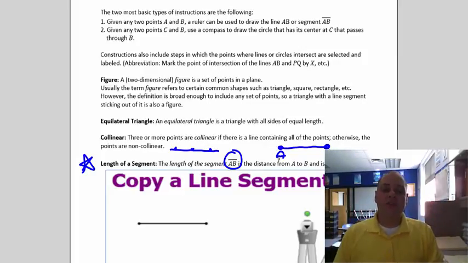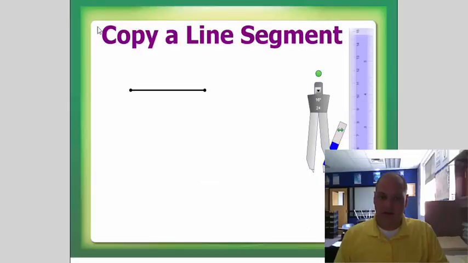So whenever you see just 2 letters put together, this is the important part. Whenever you see just 2 letters next to each other, that means the distance between them. So if I say AB, that's the distance from A to B. If I say RT, that's the distance from point R to point T. Got to keep that in mind throughout the course. Now this copy a line segment, I have on a separate slide. So we're going to do that now.